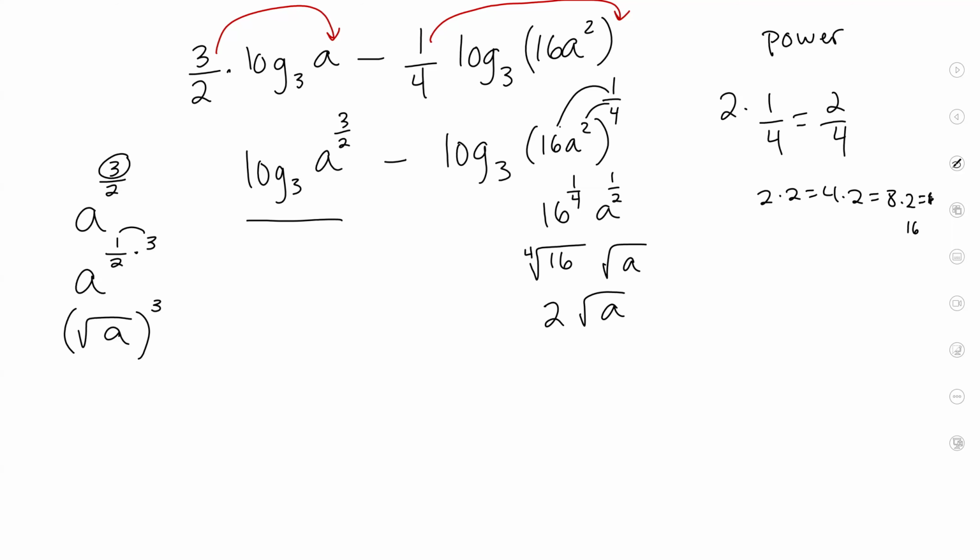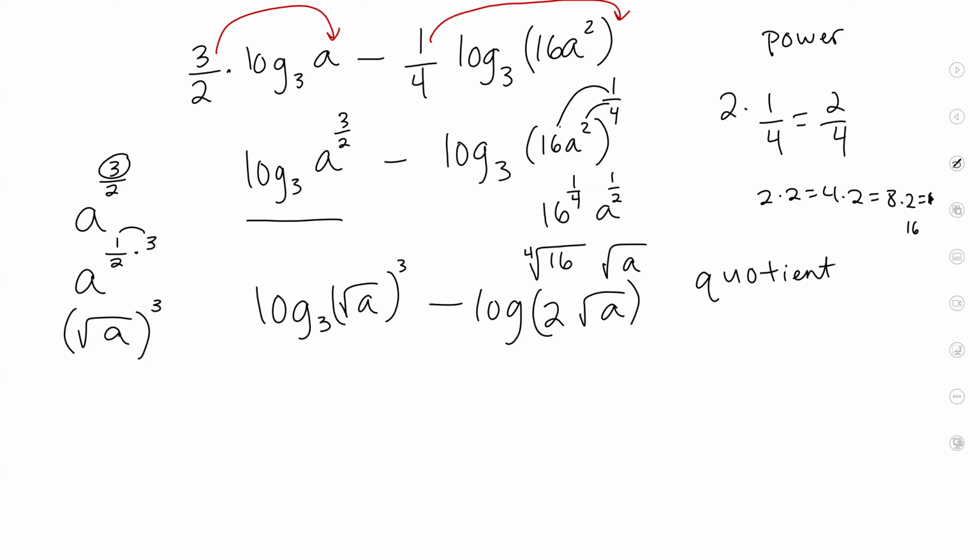So let's write down what we have. I have log base 3 of a to the 3/2, or the square root of a cubed, minus log of this. Now what can I do? Quotient rule. They're subtracting, so I can do the quotient rule. So this is log base 3, I forgot a little 3, of the square root of a cubed over 2 times the square root of a.